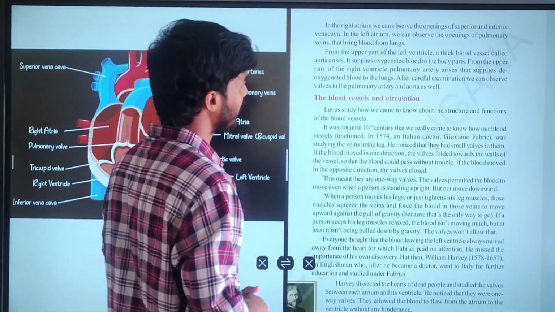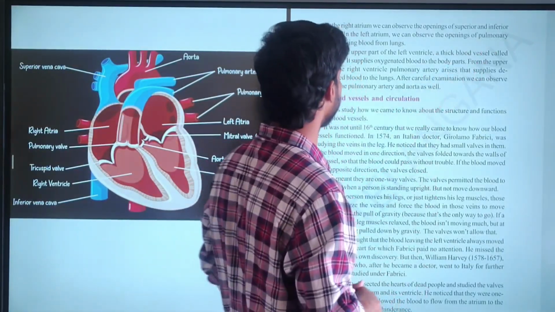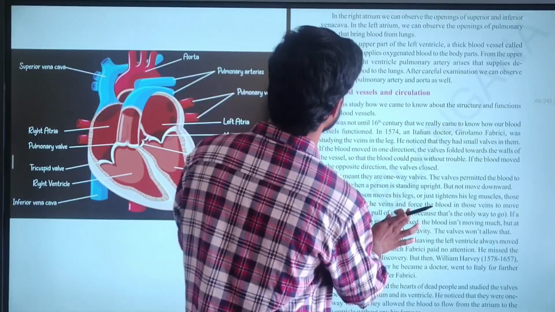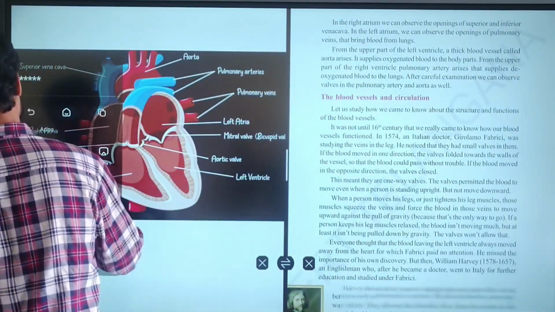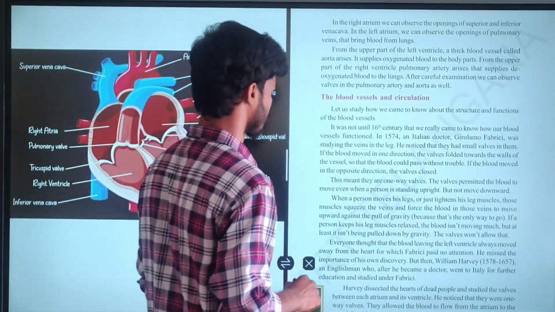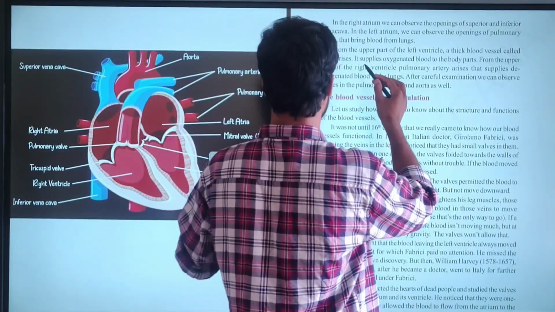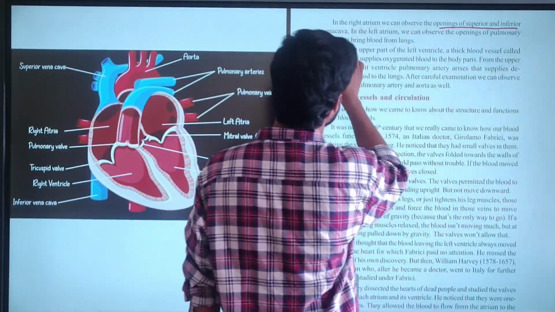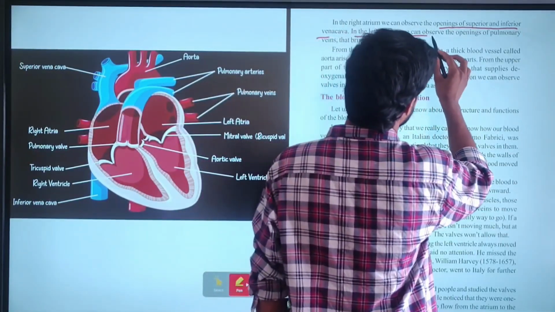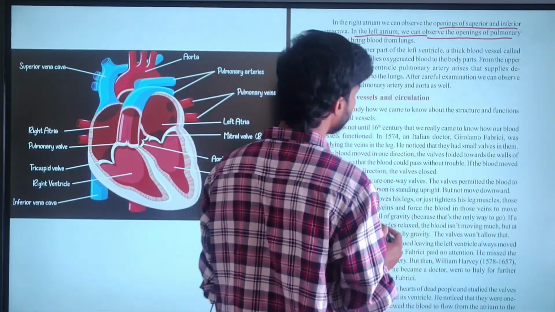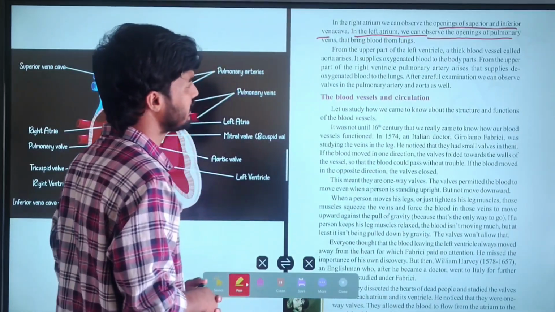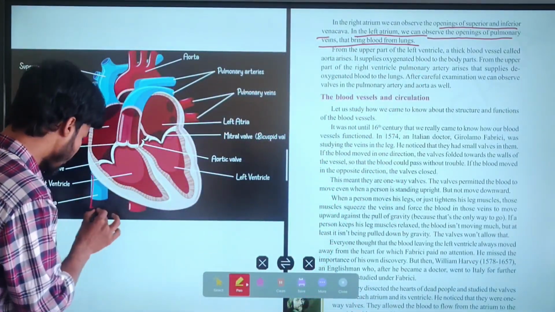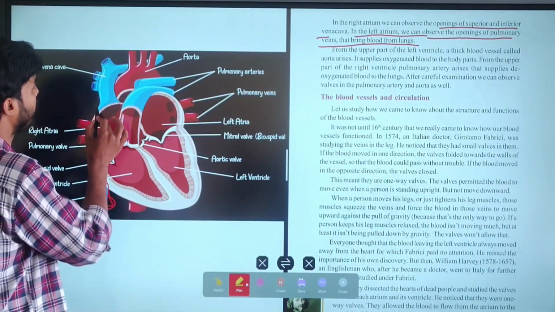In the right atrium, we can observe the openings of the superior and inferior vena cava. Look here, I will show with the diagrams. What is given? In the right atrium we can observe the openings of the superior and inferior vena cava. In the left atrium, we can observe the openings of the pulmonary veins, which bring blood from the lungs. Okay, it is the inferior vena cava and superior vena cava.